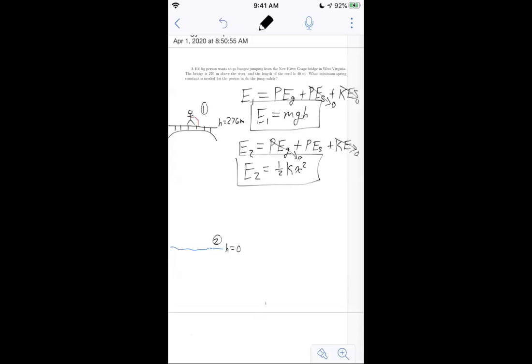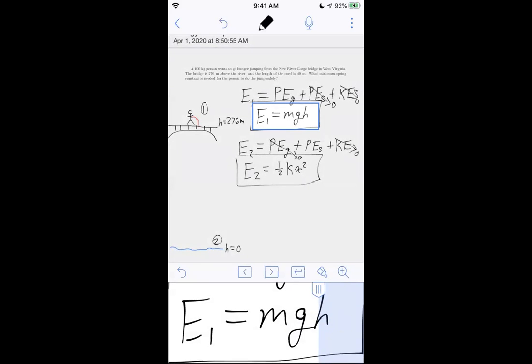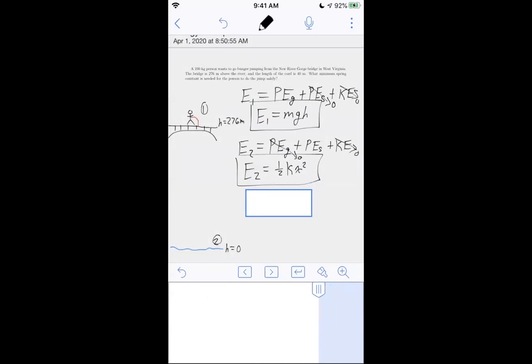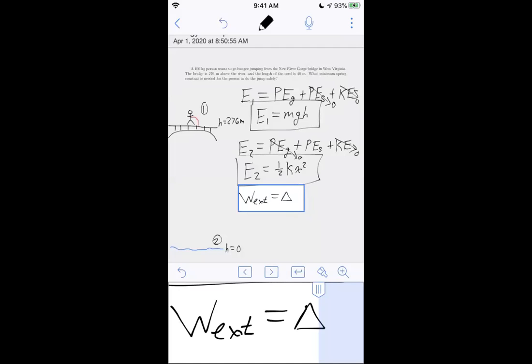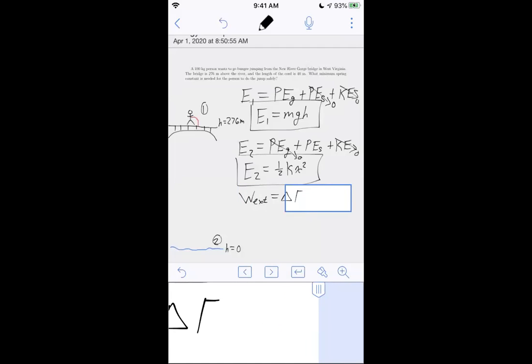But before we do that, the other thing that we have to do whenever we do an energy problem is we say, okay, is the energy at point 1 and point 2 the same, or is it not? Right. The way that we figure that out is that we say that the external work on the system is equal to the change in total energy. Right. So that would be the change in energy, E2 minus E1.